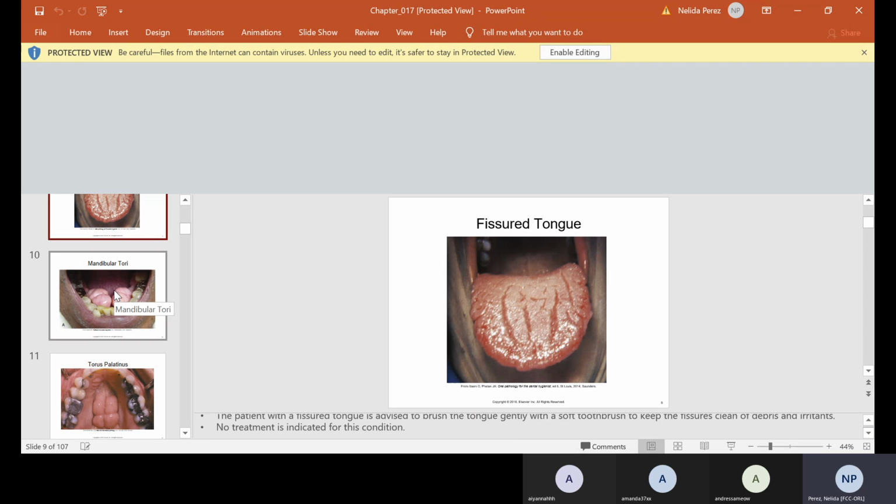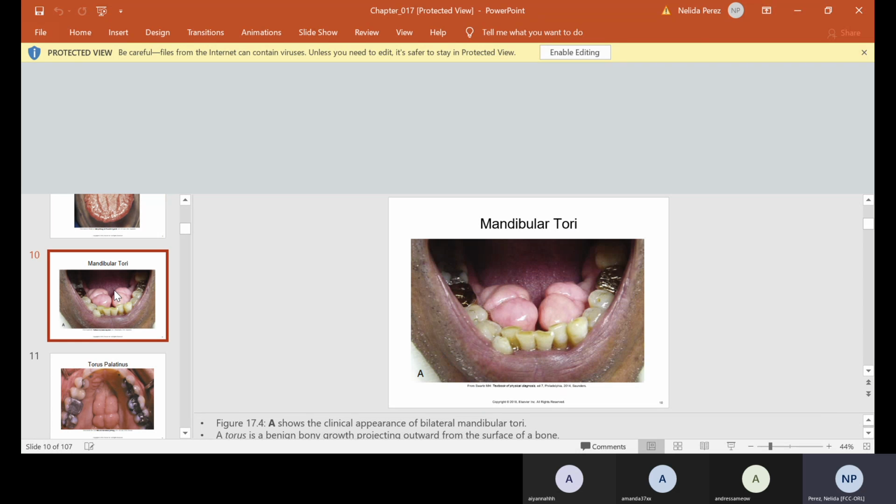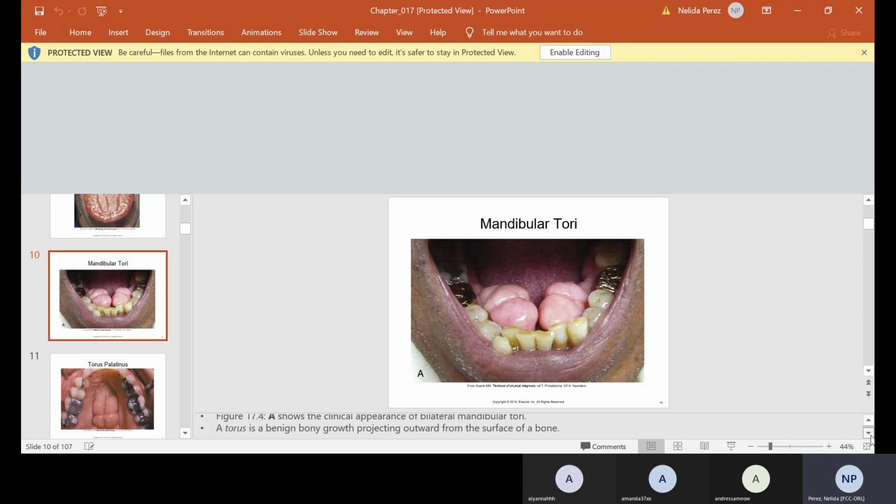Okay. Now, you guys will probably see this a lot. I have definitely. These here on the bottom are called mandibular torus. A torus is a benign bony growth projecting outward from the surface of a bone. A lot of patients don't even know that this is abnormal because they grew up with it. It started small and it got a little bit bigger.